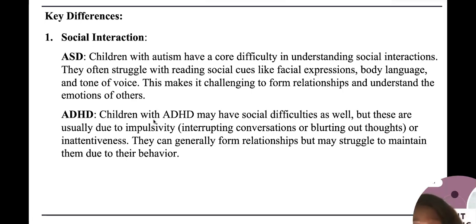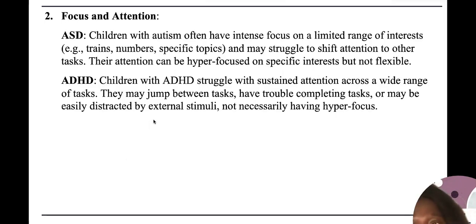Now, they can generally form a relationship but may struggle to maintain it because of their behavior. So people don't like to be interrupted. People feel disrespected about small things like this, but they just can't help it. And that's where we have to come from, the angle of compassion. When you know what somebody has, they didn't create their own brain. They didn't create the chemicals. So we need to show some understanding.